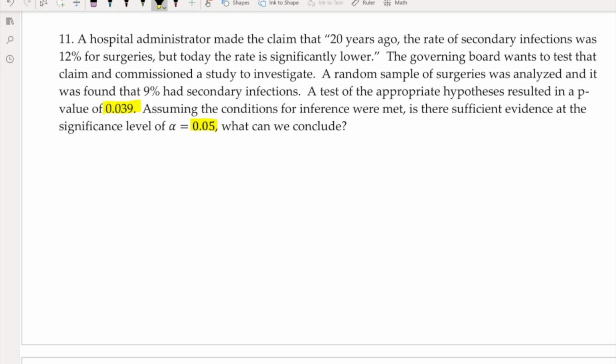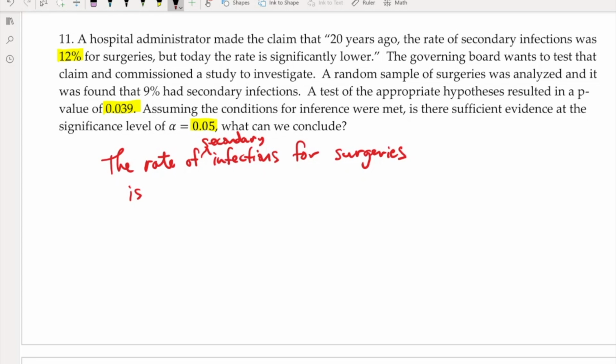What would have been the null hypothesis? That would be the established number. The established number was 12%. That means that the alternative would have been the rate of secondary infections is less than 12%. That's what the administrator was saying. The rate is significantly less than 12%, and there our use of the word significantly is justified.